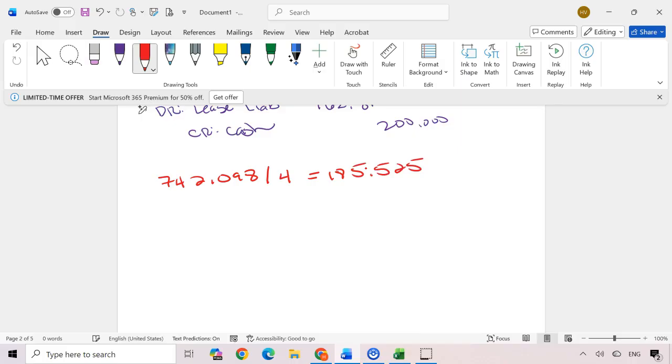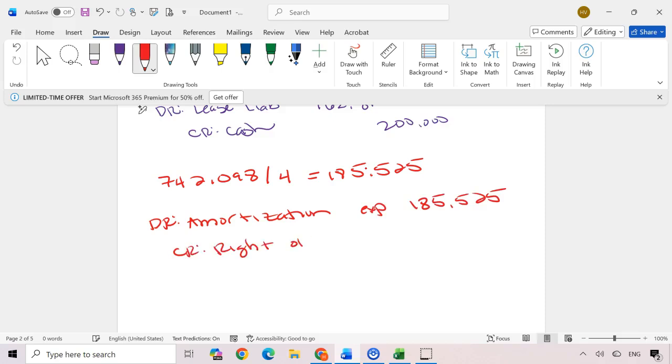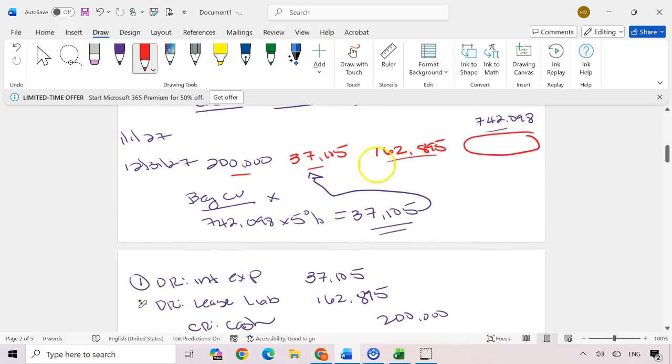185,525. And the entry to that is going to be debit amortization expense for that amount, the 185,525, and I'm going to credit my right of use asset for the same amount, 185,525, such that at the end of the 4 years, the balance in my right of use asset will be 0. And if we were to take this schedule out to the end of the lease term, the lease liability balance would also be 0.